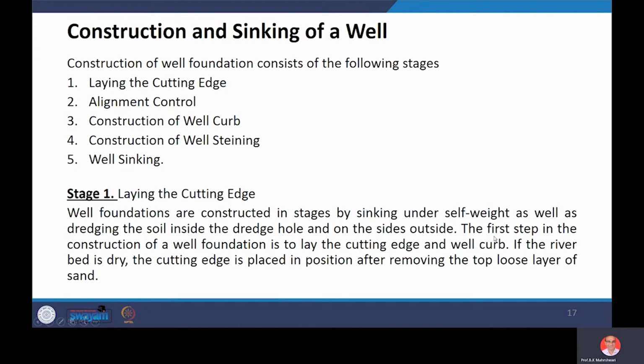Laying the cutting edge. Valve foundations are constructed in stages by sinking under self weight, as well as dredging the soil inside the dredge hole and on the sides outside. The first step in the construction of a valve foundation is to lay the cutting edge and valve curve. If the river bed is dry, the cutting edge is placed in position after removing the top loose layer of sand.